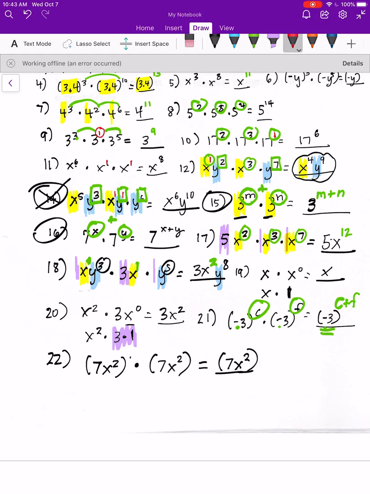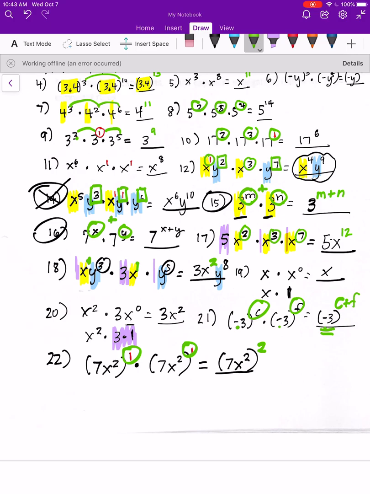Now, there's not a coefficient here, and when you can't see anything, you put a 1 in there. A 1 and a 1. So now we're just going to add those up. 1 plus 1 is 2. So my answer would be 7x squared to the second power.